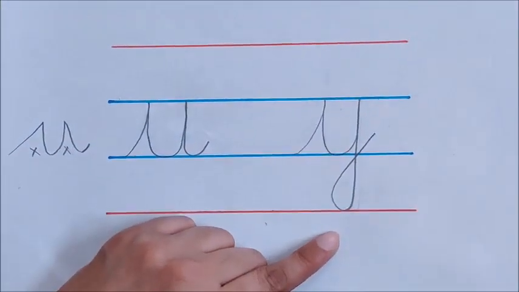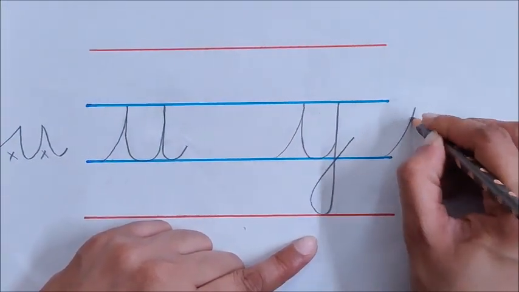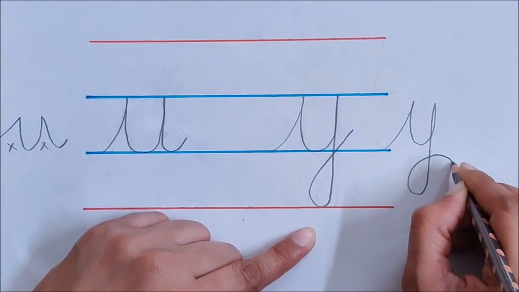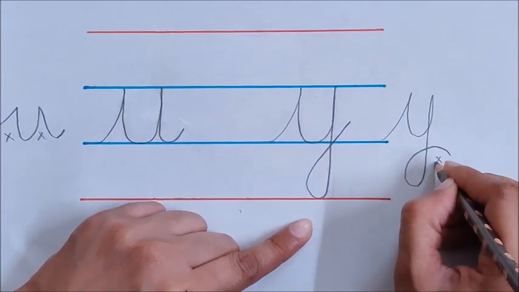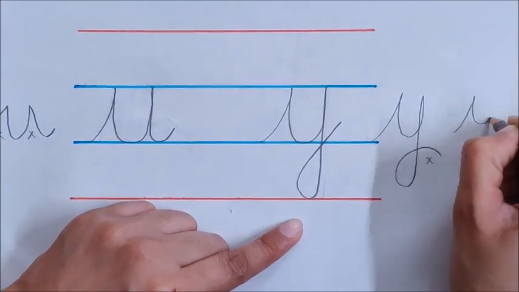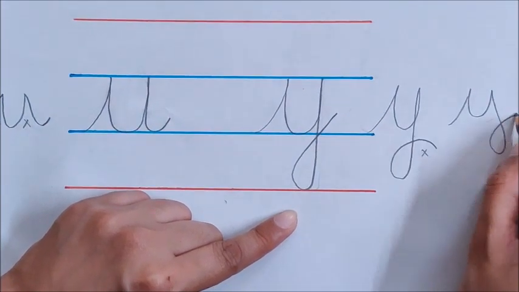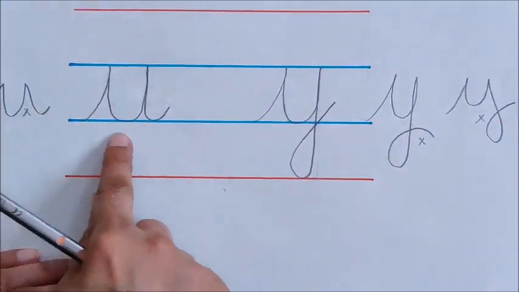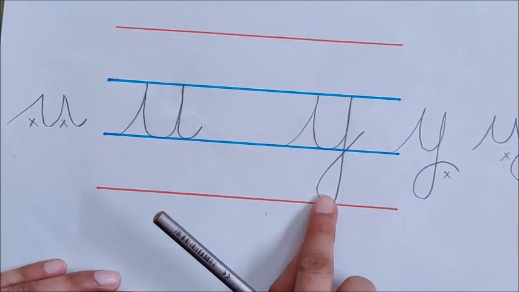This is Y. Don't write Y like this. Again, like this. Don't take this tail down. This is wrong. And also, don't write Y like this. You have to come back on the same line. Write U and Y as shown in this video.